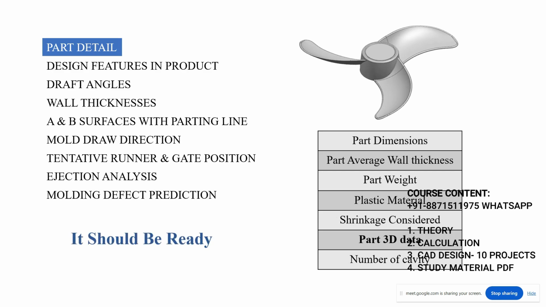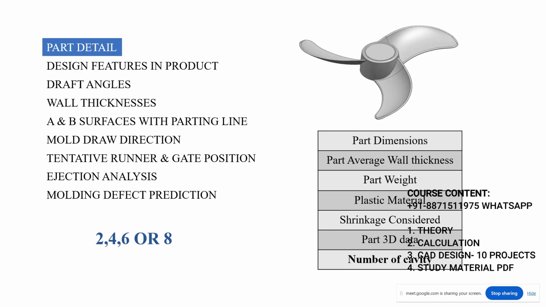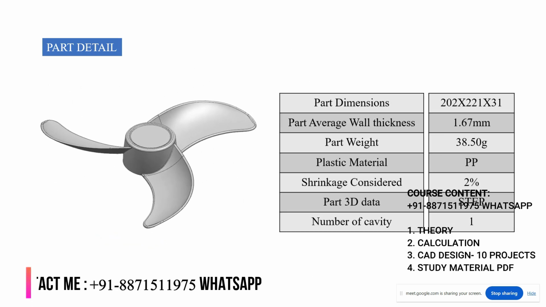3D data means formats like STEP, XT, IGS, it should be ready. Number of cavities: 2, 4, 6, or 8 cavities, how many cavities the customer wants from the mold, in one shot you can say. This is all the detail about that.